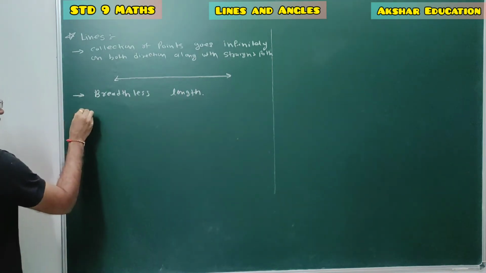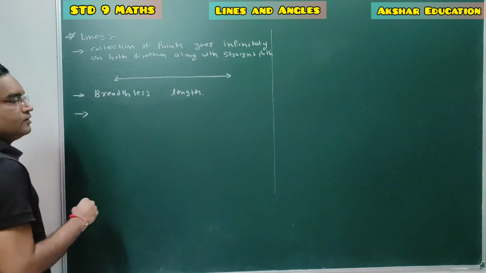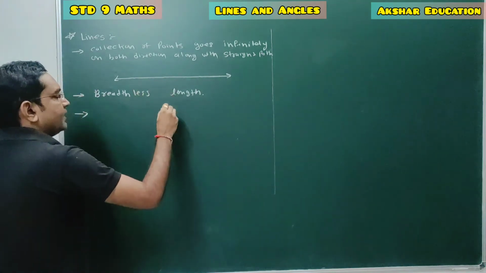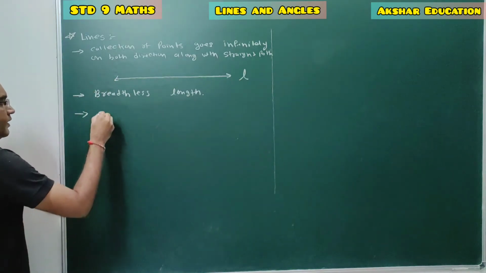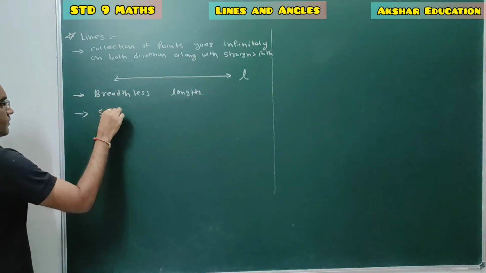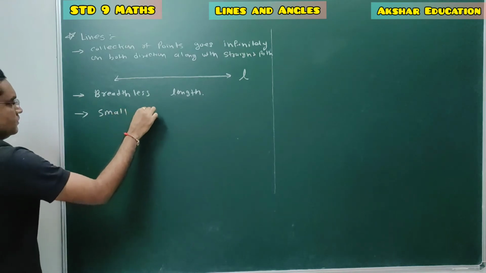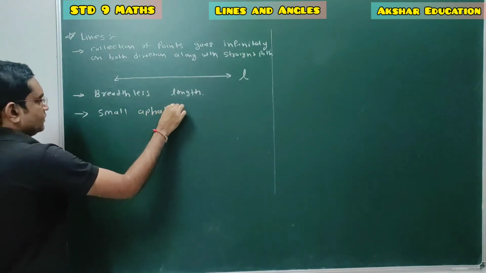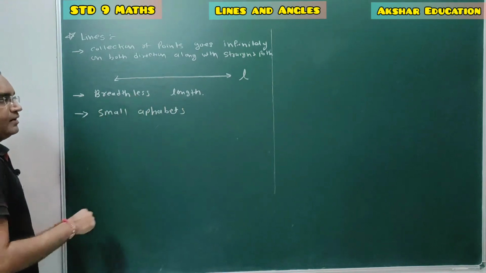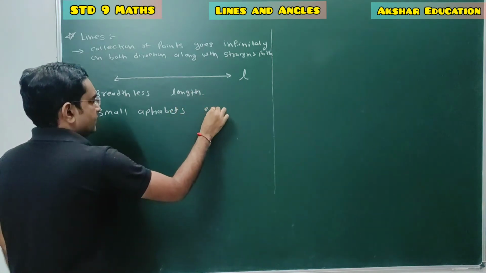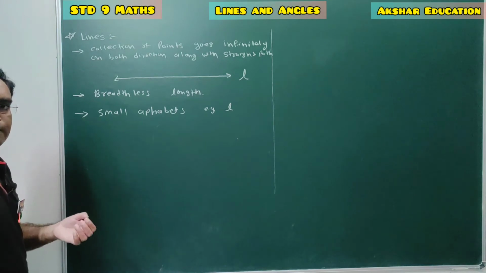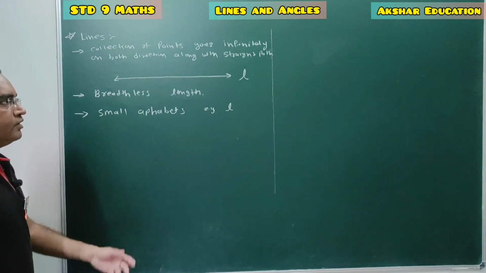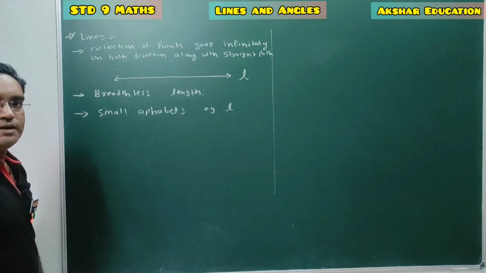So we can represent this line by using symbols. The symbol which is used to represent any line is a small alphabet. You can use any small alphabet to represent a line. For example, this line can be represented by small l. You can also use small m, small n, small a. Small alphabets can be used to represent a line.